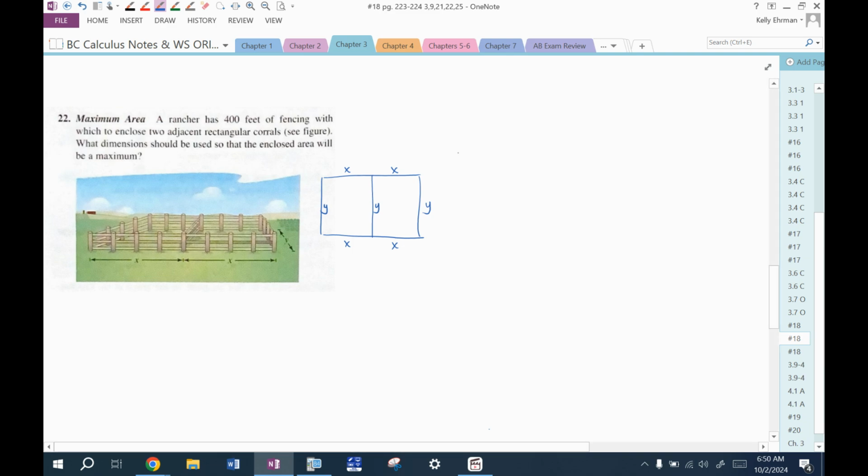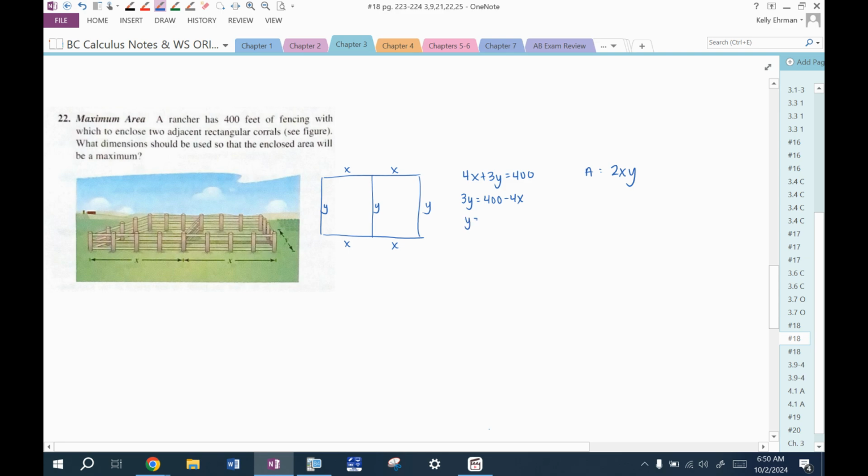So we want to, again, start with perimeter. 4x plus 3y equals 400 feet of fencing. And the area of this corral, I'm assuming they're talking about the whole thing. I guess you could either do the area of one corral or the area of the entire thing. I'm going to do the whole thing: 2x times y. Solve this for x or y. It doesn't matter. I'm going to solve for y.